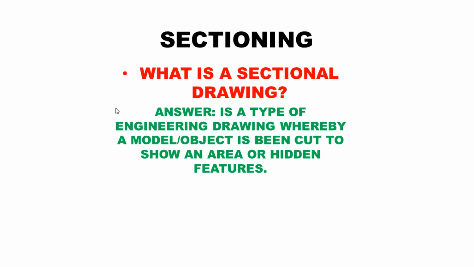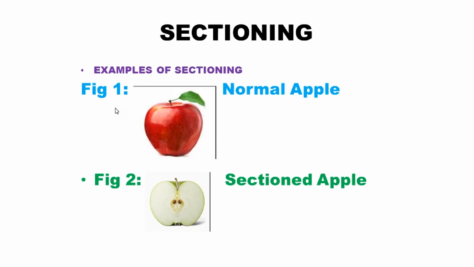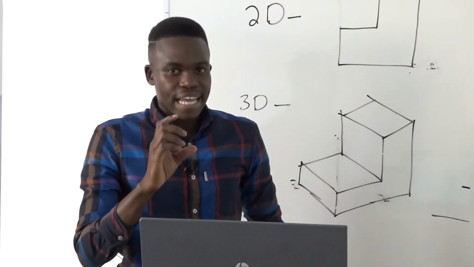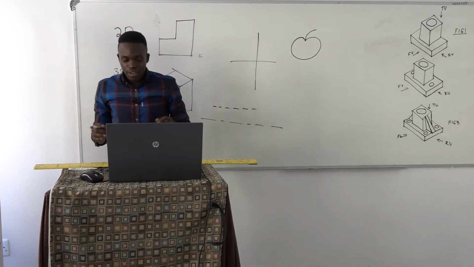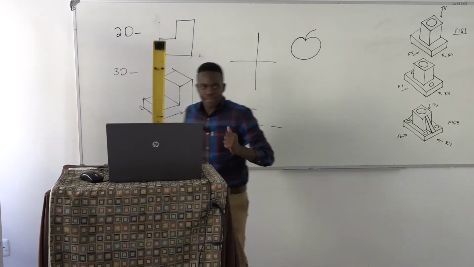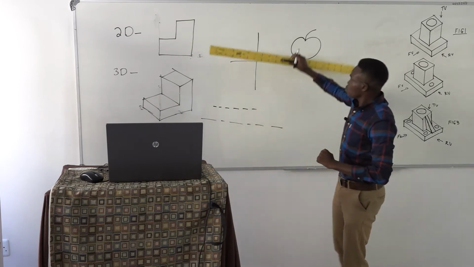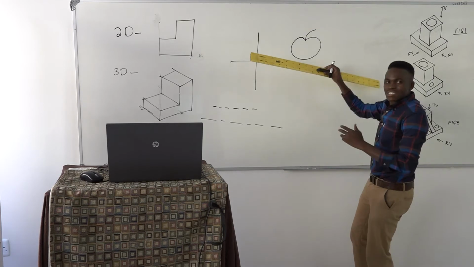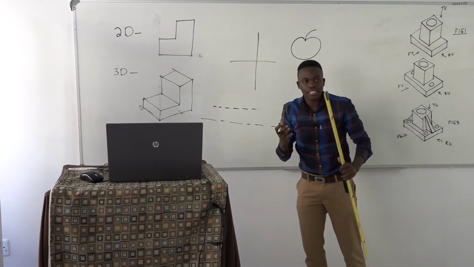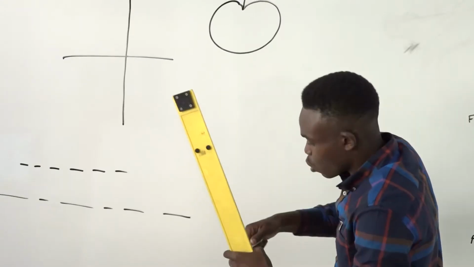Let's go to the next slide. I've given there different types of examples of sectioning. In order to understand sectioning, we are going to use a very simple example, an apple. We have different ways of eating an apple. Someone will say, I prefer to cut my apple into two equal parts. You take your knife, then you cut it. In other words, you are sectioning your apple. You're cutting it into two equal parts.